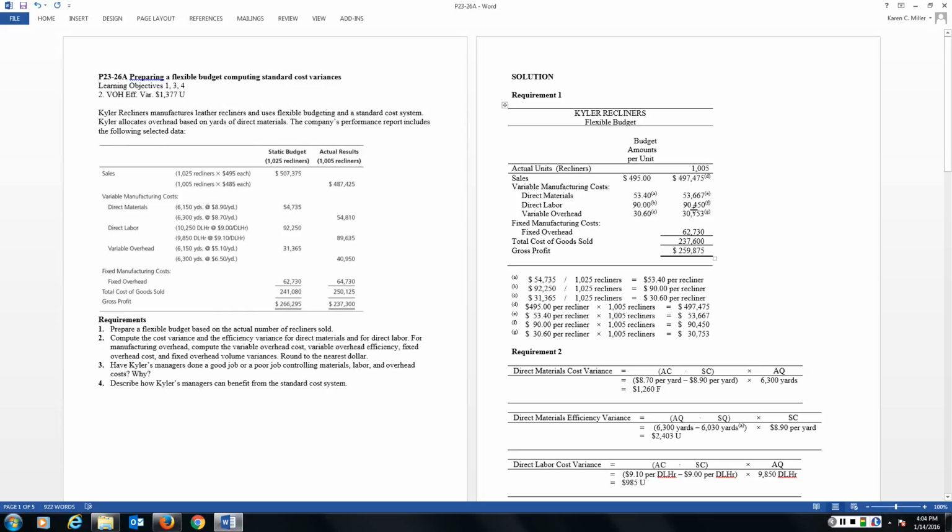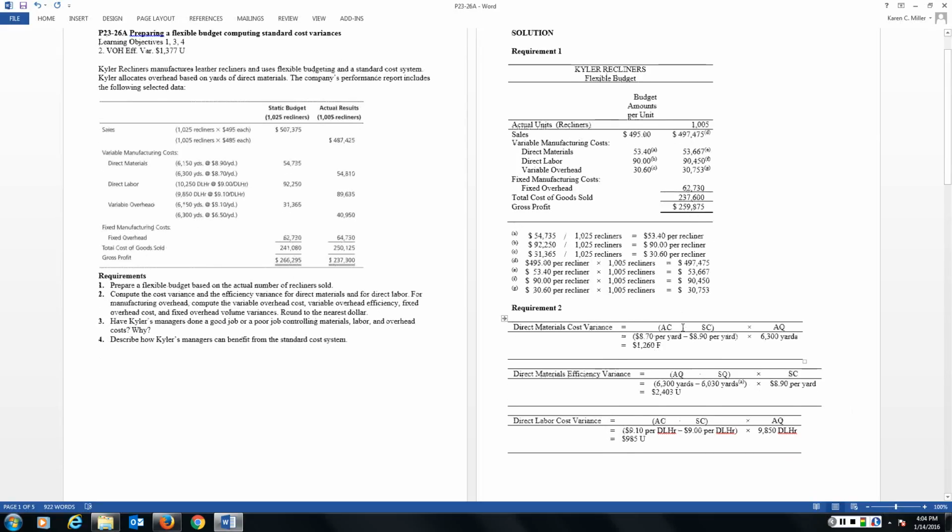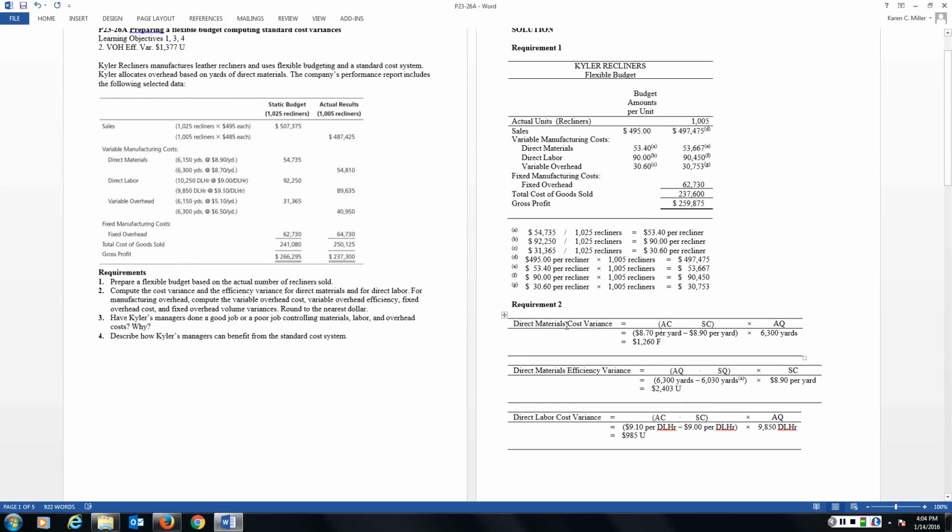So we can see the broad skeletal framework of what our variances are going to be, but requirement 2 asks us to actually calculate them. Materials cost variance, materials efficiency variance. Let's look at these two first. And remember, cost, we're simply talking about, did I spend more or less for my material on these recliners than I thought? The top line is our standard, the bottom line is our actual. So it shows me that I actually spent $870 per yard when I thought I should spend $890. So I actually spent 20 cents less per yard than I thought. Automatically, that's a favorable variance.